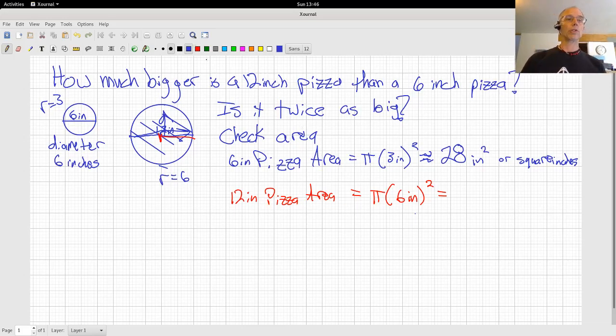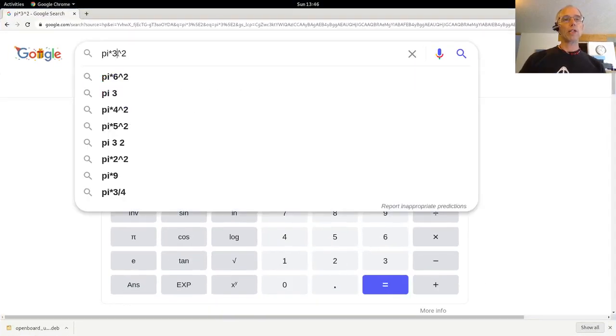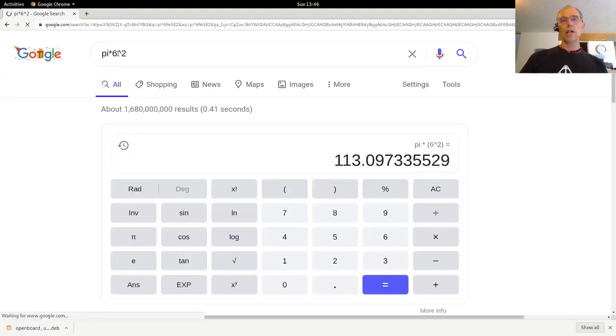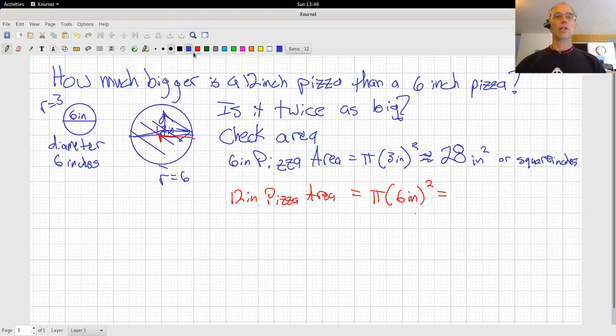Let's go find out. And we'll replace that 3 up here with a 6. And oh my, no, it's a lot bigger, 113 if I round to the nearest whole square inch. Oh, wow, that's quite a difference. It's more than double. So 113 square inches. So how much bigger? Well, what do I multiply by 28 to get 113? Well, that's really a division problem.